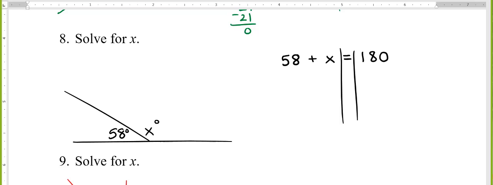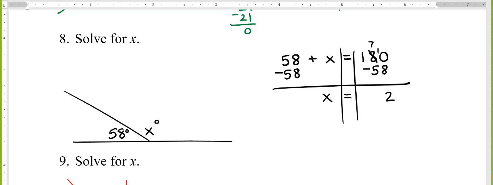If we subtract 58 from both sides, we're going to get x equals, do the arithmetic, borrow from the 8. Now 10 minus 8 is 2. 7 minus 5 is 2. Bring down the 1. X is 122.